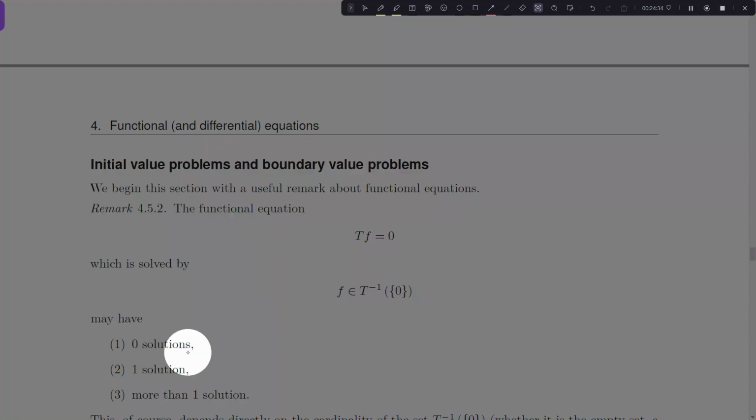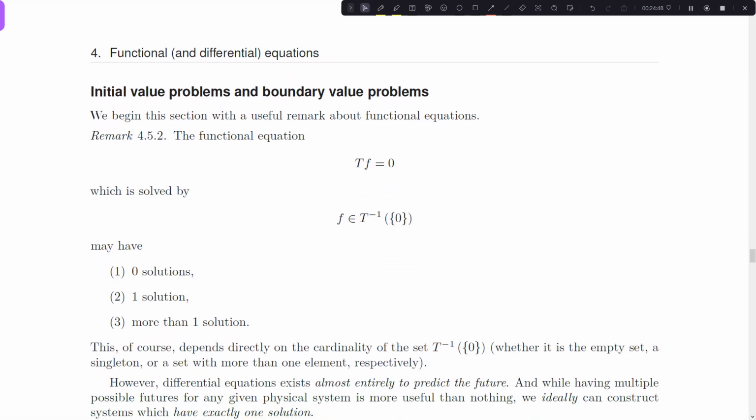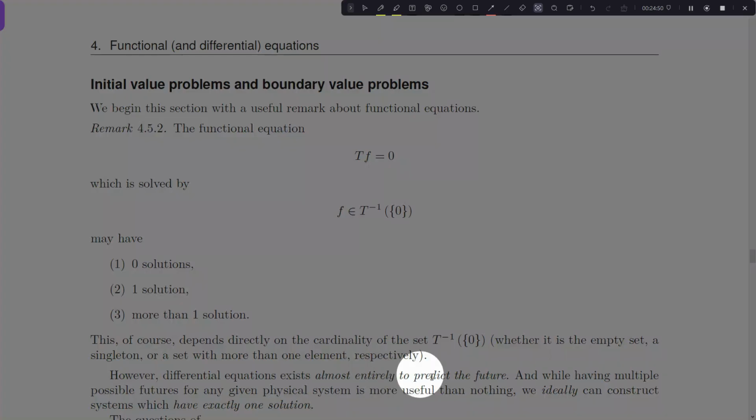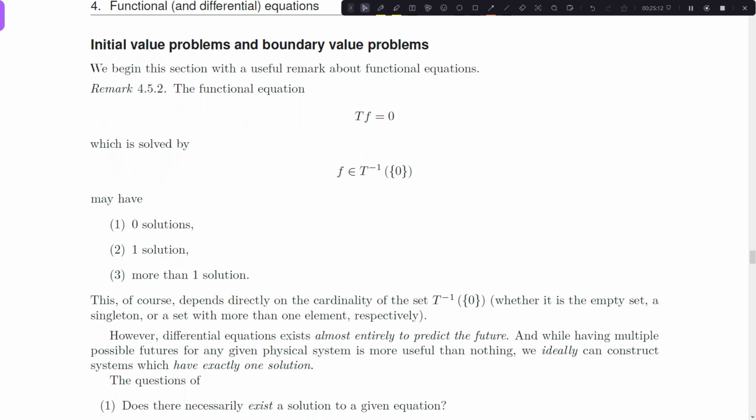either possibly have 0 solutions, right? The equation could just be ill-formed in the sense that no solutions exist. We could have one solution, or we could have many solutions. And in particular, if we try to predict the future, I was calling on this before, we would like exactly one solution. So this is a very special case of functional equations, or really equations in general. It's the special case when we have a unique solution. And that's the point of initial values or boundary values, is they allow us to gain uniqueness out of solutions.